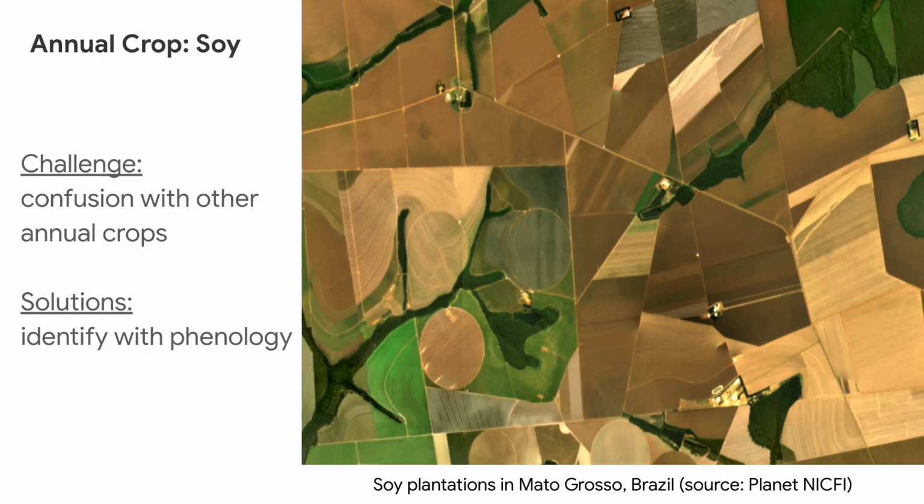And then you get into something like soy, an annual crop, and it gets confused with a bunch of other crops. How many of you have seen that? That happens, right? The solution with that is to get some better measures of phenology, potentially.